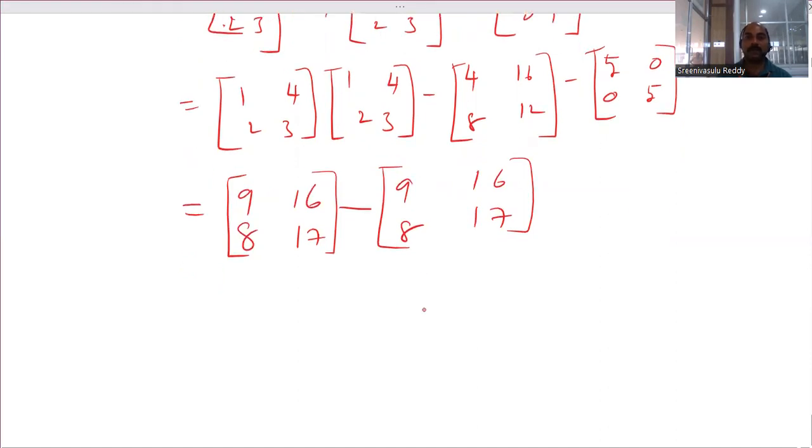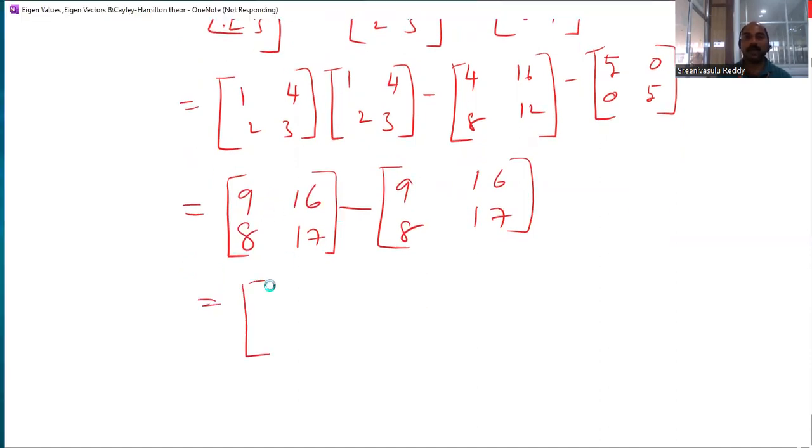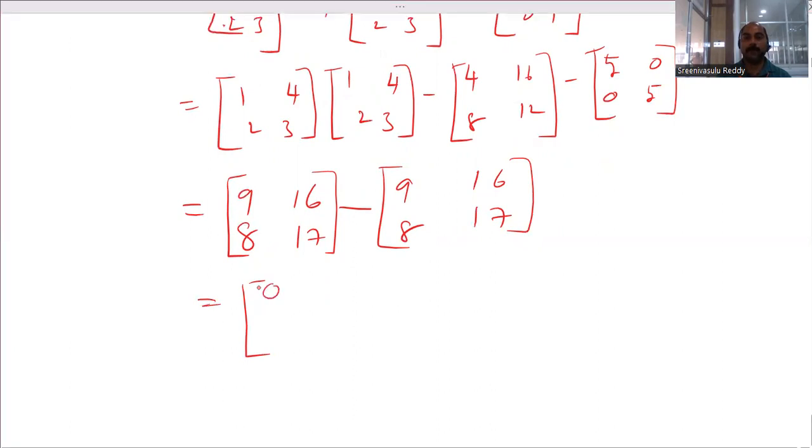Subtraction of two matrices: the corresponding entries are subtracted. 9 minus 9, 0. 16 minus 16, 0. 8 minus 8, 0. 7 minus 7, 0. Equal to the 0 matrix. Therefore, we verified the characteristic equation, the Cayley-Hamilton theorem.